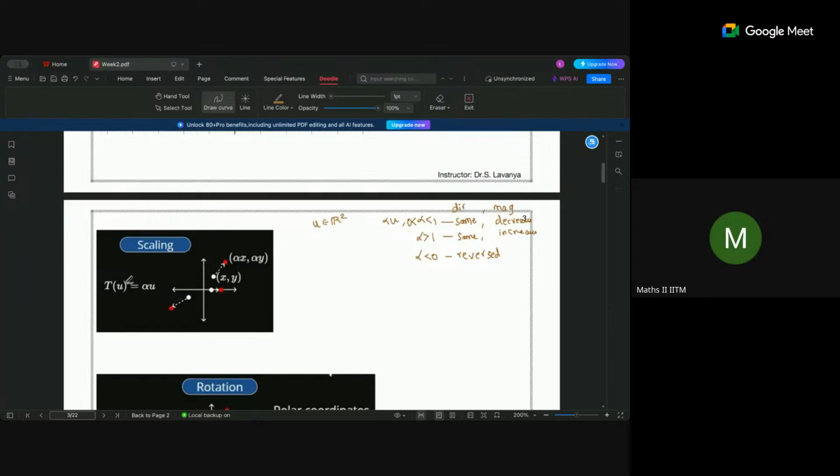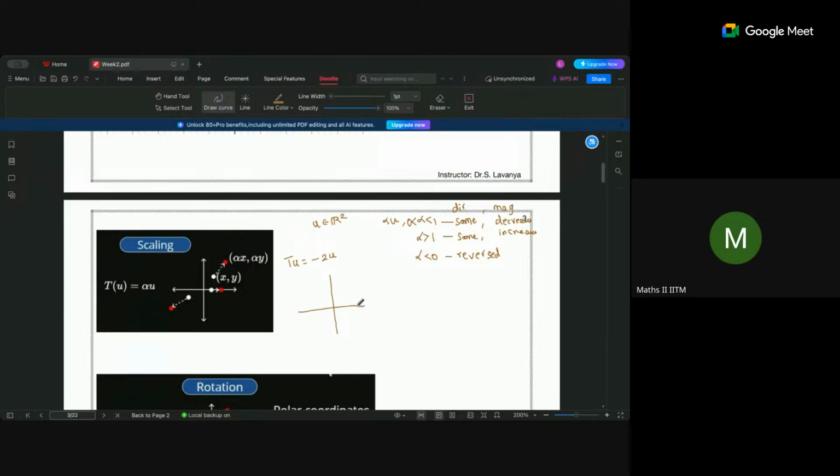So now this scaling operation is a transformation. Take any vector in R2 and fix an alpha, and scale that vector to alpha times u. Then you will get a transformation. So every vector u is transformed to alpha u. For example, let us say you have T of u equal to minus 2 times u.